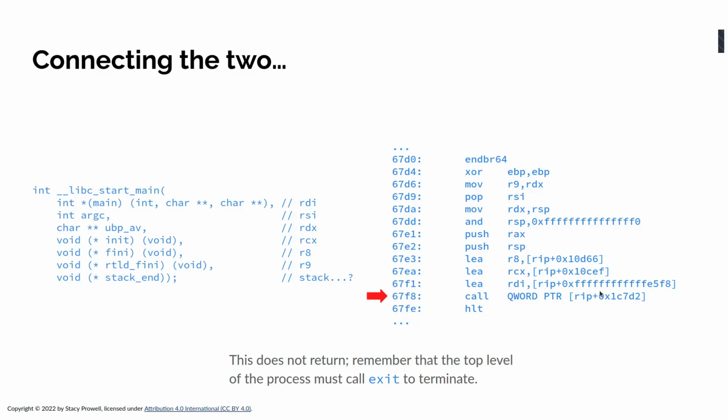This call will go ahead and arrange for init to be called. It will arrange for our main function to be called. It will arrange for fini to be called. And it will arrange for exit to be called, right? The exit syscall happens in here. So it handles all that for us. And along the way, our main function gets invoked.